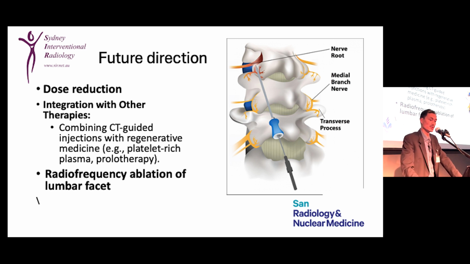So in regards to future direction, I think that improvements in CT will hopefully see further reductions in radiation dose. There's a little bit of research with injections of other medications such as PRP or prolotherapy, which is like a high glucose concentration, which we've done to incite inflammation. One area which we've started to commence a service for is radio frequency ablation of the nerves which innervate the facets for the treatment of facet joint pain, mainly the lumbar levels of the spine.